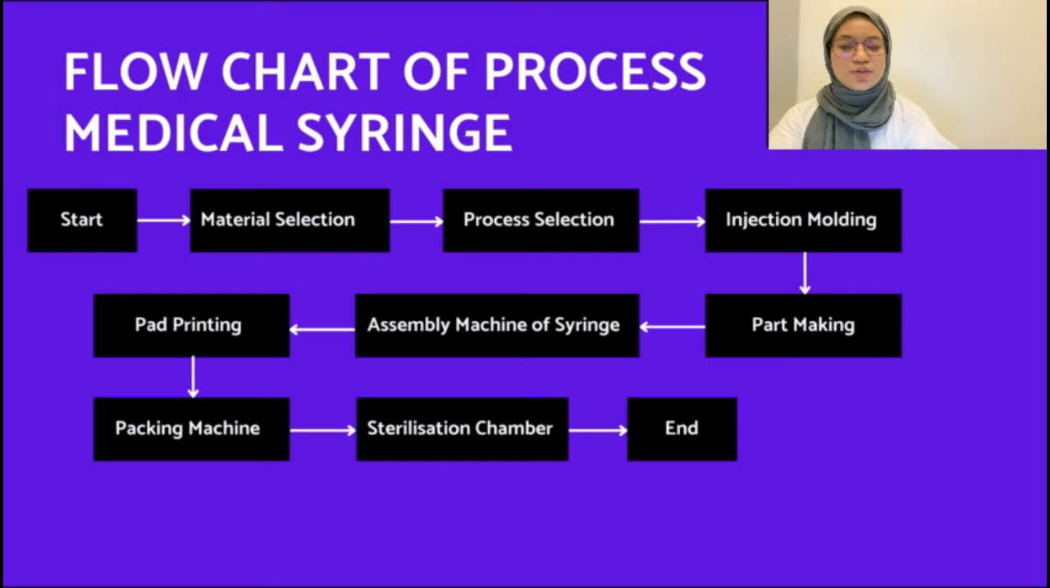So in this slide, it shows the process of medical syringe being produced. First, we start with material selection and then process selection. Move on with injection molding. After that, we do part making. Next, assembly machine of syringe, and then we follow with pad printing. After that, packing machine, and lastly, sterilization chamber.